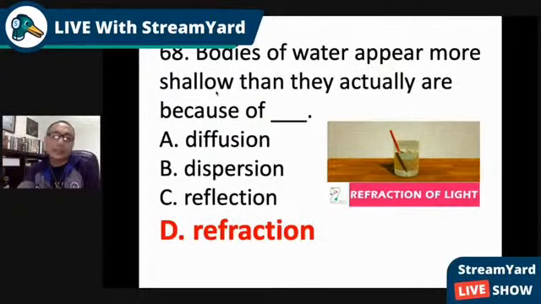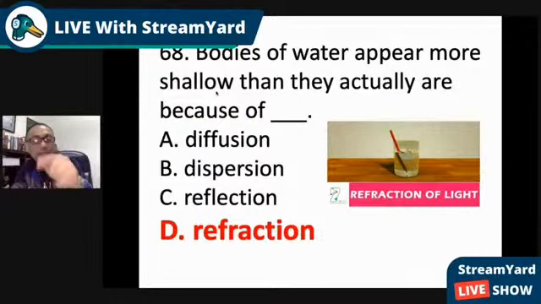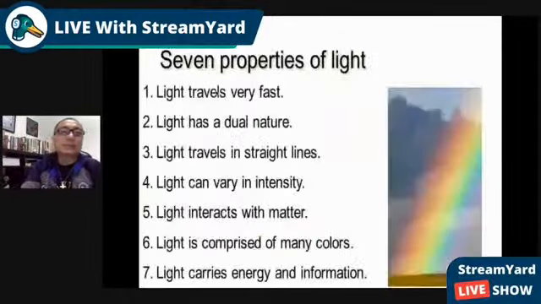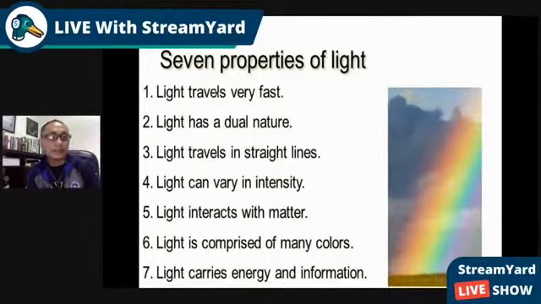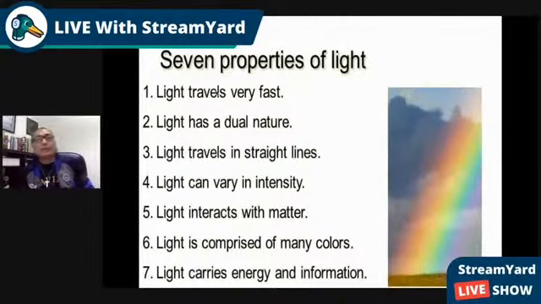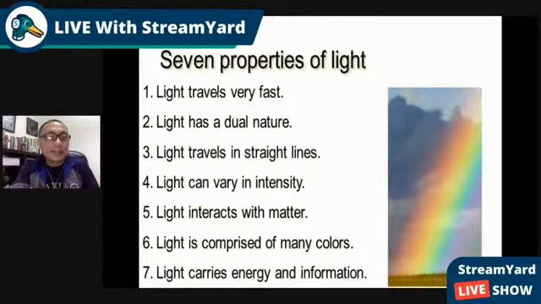In this case, when you look at water with a pencil in the water, it seems to be bent because there are two media: the glass or beaker, then the water, and then also air. There are 7 properties of light, and many other properties, but take note that light travels very fast, 300,000 kilometers per second. It's also at the same time a form of a wave. It travels in a straight path. It can vary in intensity.